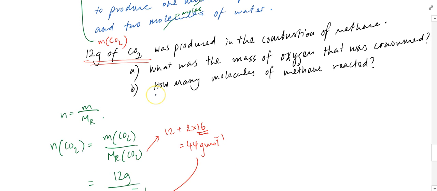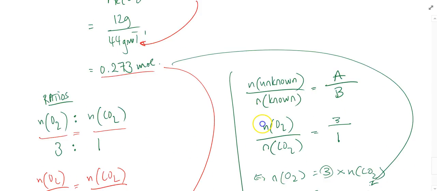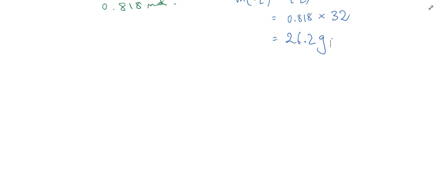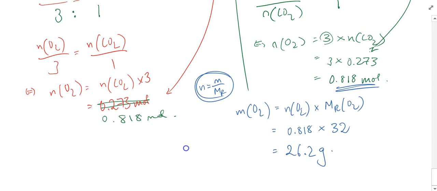All right, and that would be a 4-mark question at this level. How about the second question? How many molecules of methane reacted if we had 12 grams of carbon dioxide? So we need to work out the number of moles of methane that was consumed.